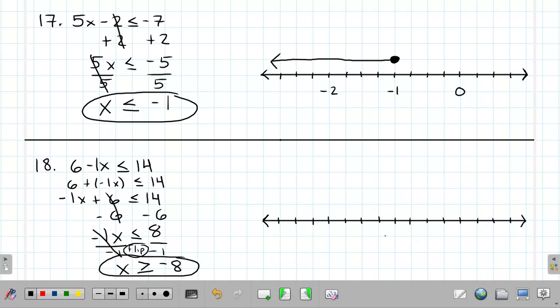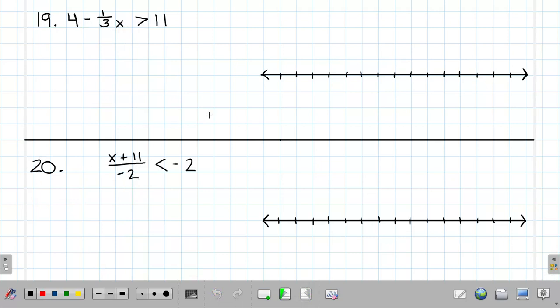And once again, we go over here, negative 8, negative 7, negative 9. Both ways go on forever. But in this case, we're going to have a closed circle, and we want numbers that are bigger than negative 8. So that means our arrow is going to go to the right. And the last two here, okay, once again, a little trickier as we went on, but if you were able to do these in terms of a two-step equation, it works the exact same as two-step inequalities. Just remember if you divide or multiply by a negative.